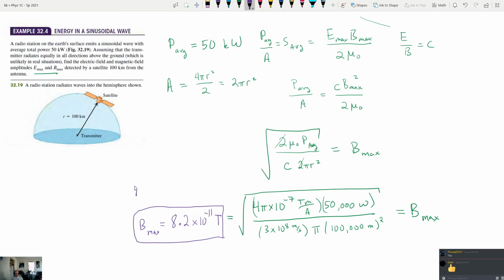Okay, so then for Emax, we just have to take Bmax and multiply by the speed of light. So Emax is going to be that times 3 times 10 to the 8. So it's going to be 0.024 is what I got. Volts per meter. And that's it. That's the problem. Anyone have any questions?